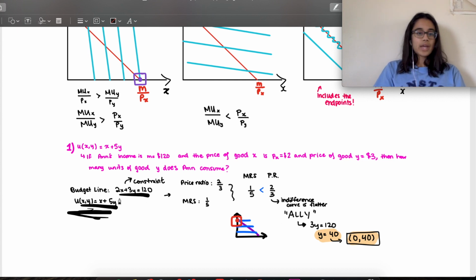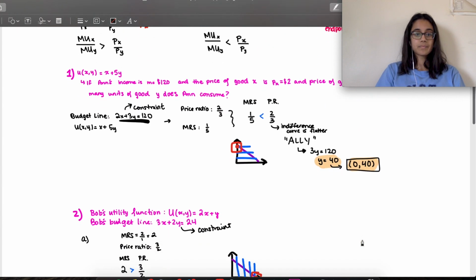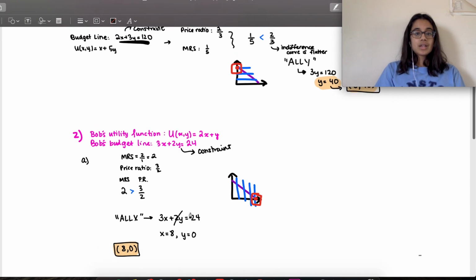So we see that we're not going to get any X's. We don't want any X's. We only want Y's. Get rid of my X. I don't care about my X. We're left with 3Y is equal to 120. Y is 40, and we are left with (0, 40). That's my optimal bundle.